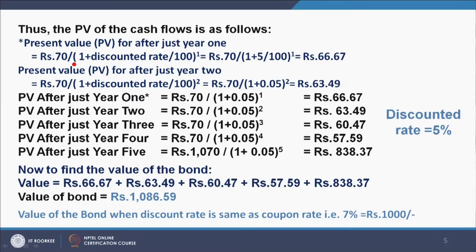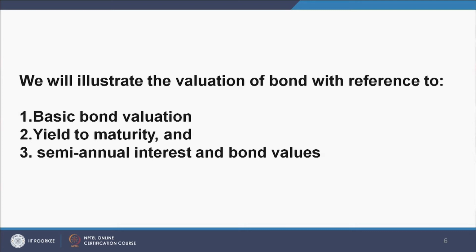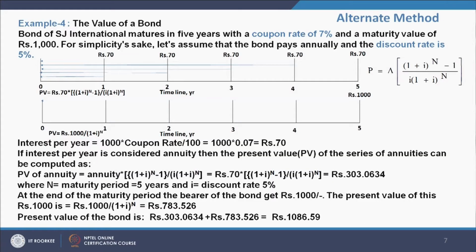So, the bond value is 1086.59. The value of the bond when discount rate is same as the coupon rate was 1000, but in this case it is different. We will illustrate the valuation of bond with reference to basic bond valuation, yield to maturity and semi-annual interest and bond values. Now, let us take an example, example 4. The bond of SJ International matures in 5 years with a coupon rate of 7% and a maturity value of 1000. For simplicity, let us assume that the bond pays annually and the discount rate is 5%.